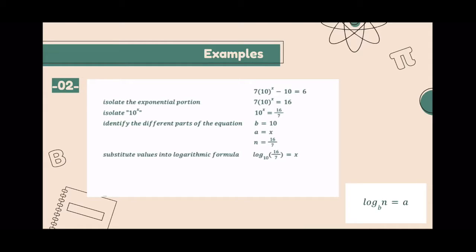Once you get this equation, you need to identify the different parts of the equation, which is b is 10, a is x, and n is 16 over 7. You can substitute the values into the logarithmic formula and you get the final answer. x is equal to log base 10 of 16 over 7.